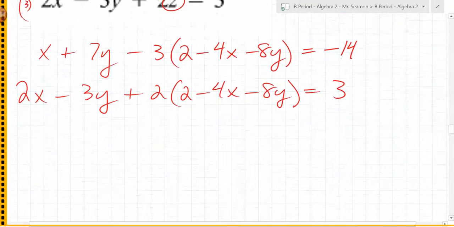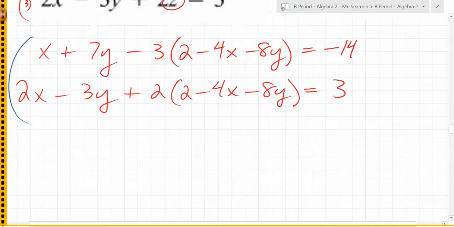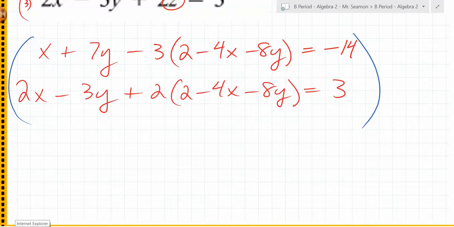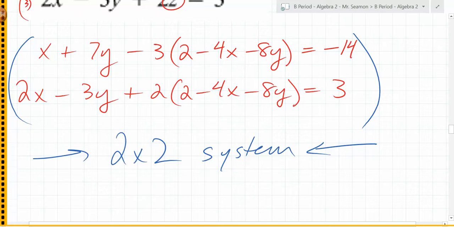Can you tell me, if I just gave you this right here, what is that? How many equations is it? Two variables, how many equations? This is a 2 by 2 system. Do we know how to work with 2 by 2 systems? We have to clean this up and then do the method, but do we fundamentally have what we're comfortable with?